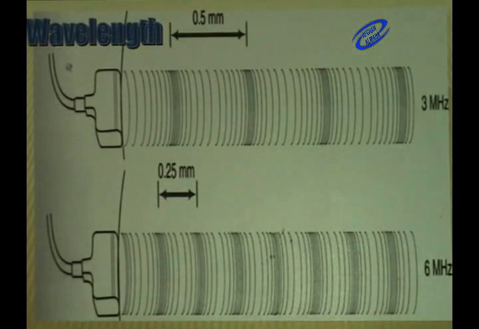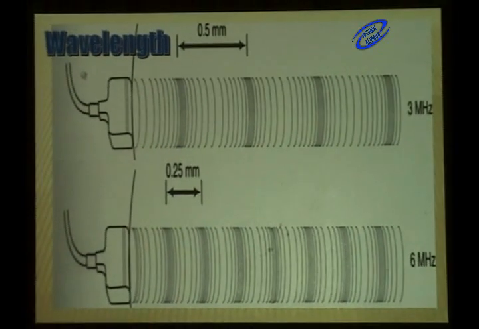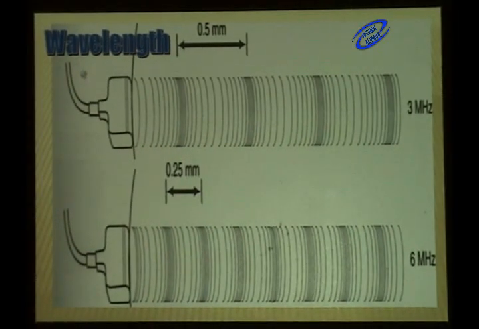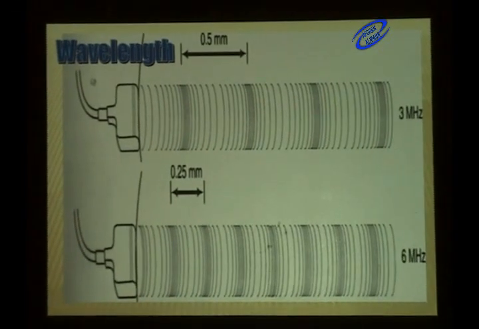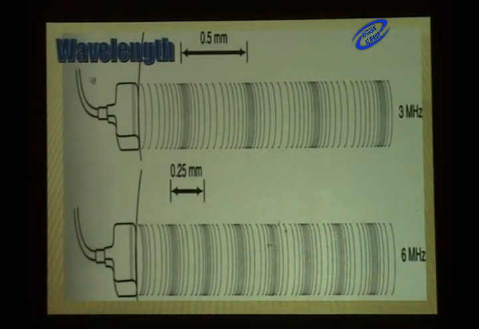This is an example. You can see the two transducers. One of them has a frequency of 3 MHz, the upper one. The other has a frequency of 6 MHz, the lower one. If we come to the wavelength, the 3 MHz probe has a wavelength of 0.5 mm, whereas the 6 MHz transducer has a wavelength of 0.25 mm. As we said in the beginning, lower the frequency, higher will be the wavelength, more will be the penetration.